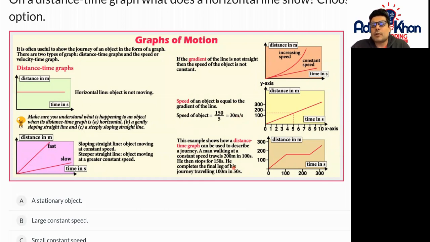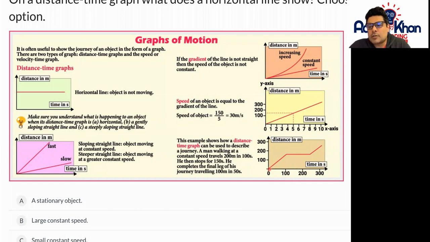The example shows how a distance time graph can be used to describe a journey. A man walking at a constant speed travels 200 meters in 100 seconds. He then stops for 150 seconds. He completes the final leg of his journey, traveling 100 meters in 50 seconds. Here on the vertical axis we can see distance, and on the horizontal axis, left to right, we can see time in seconds.